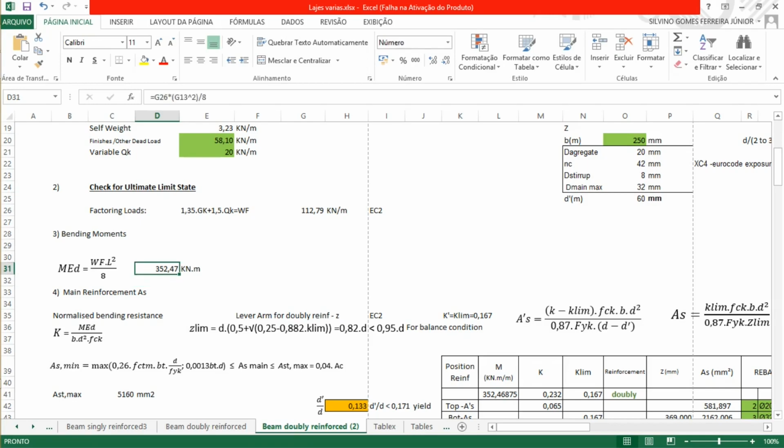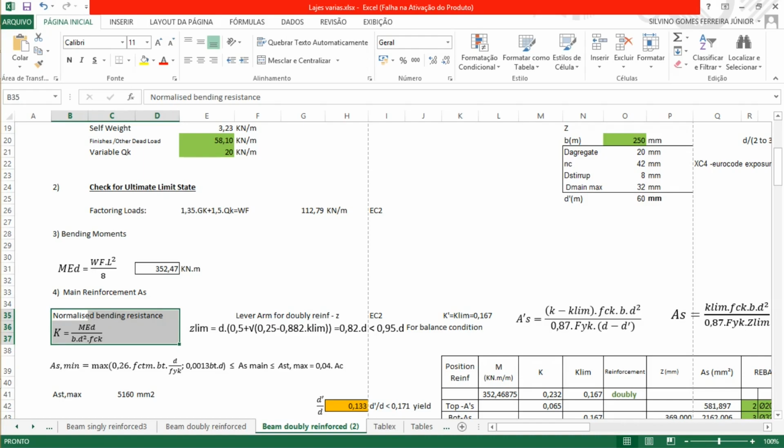Okay, so the main reinforcement, how are we going to calculate it here? We know it's a double reinforcement we are calculating, but we only get this conclusion when we are calculating. So from the Eurocode, K equals the factored moment divided by B multiplied by D elevated by 2 multiplied by FCK.